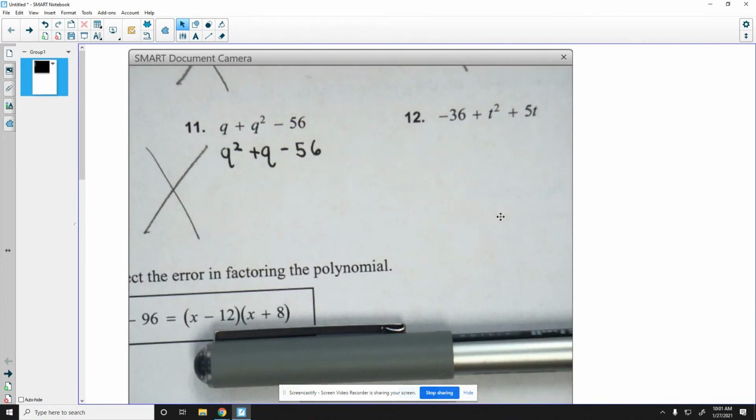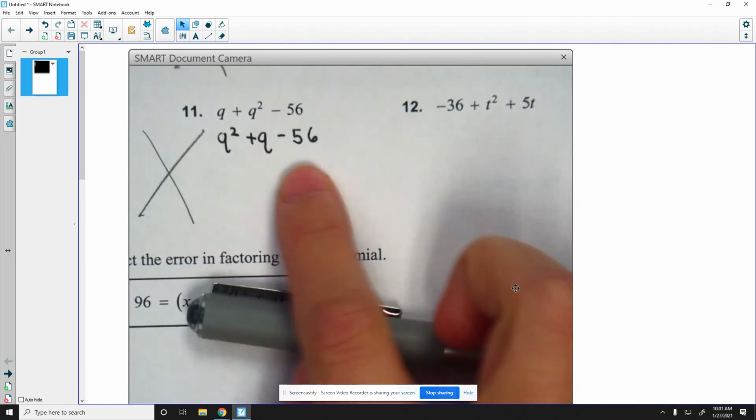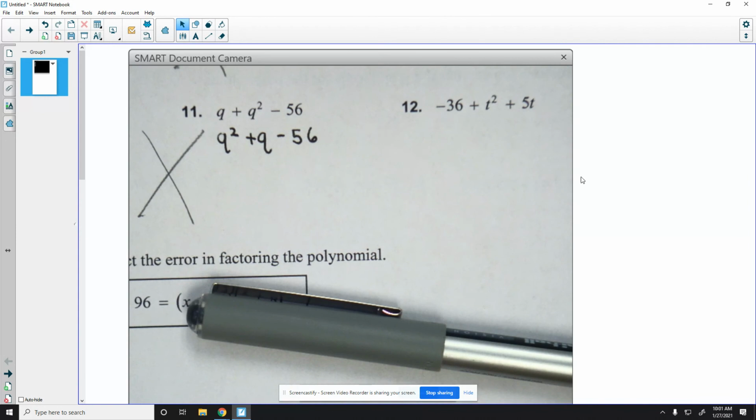Okay, why don't you try this by yourself, okay? So all of you try it by yourself. Now that we rearranged it, please try.